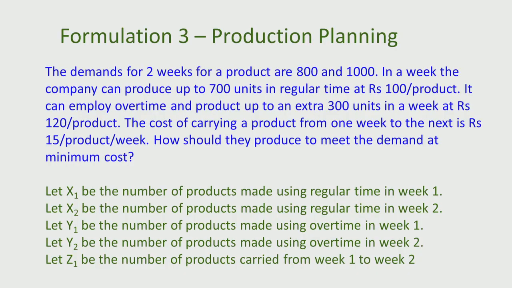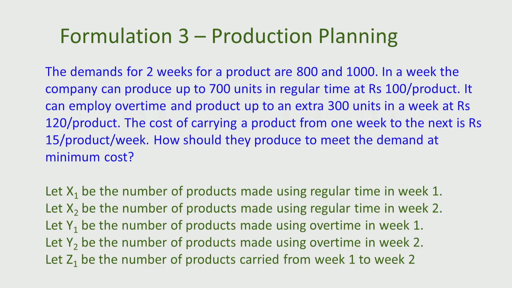Now, we look at a third formulation where we look at a production planning situation. We consider a single product and a company making this product. The demand for 2 weeks for this product are 800 and 1000 respectively. In a week, this company can produce up to 700 units using their regular time production, and it costs rupees 100 per product made or per unit made.